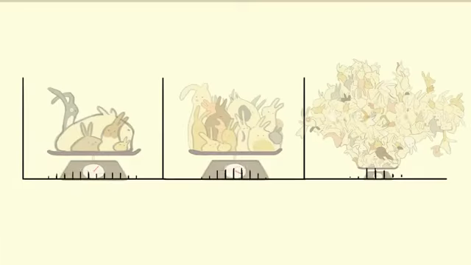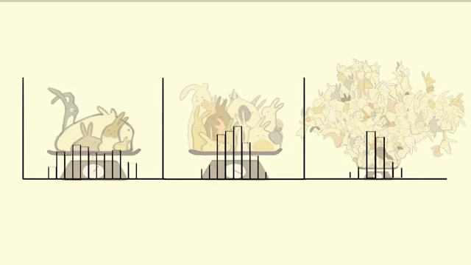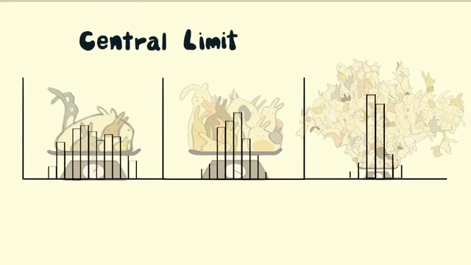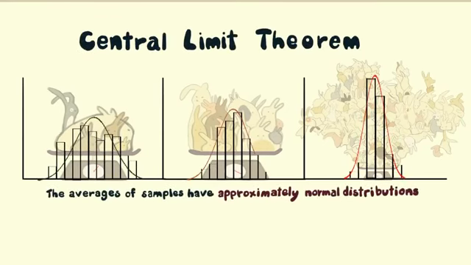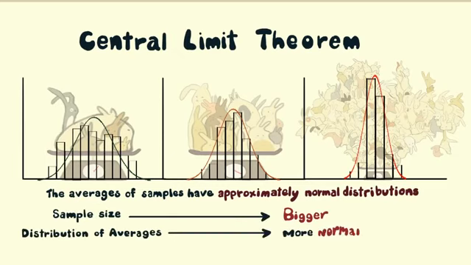What our brave ecologist has just demonstrated is the central limit theorem. The averages of samples have approximately normal distributions. If the sample size increases, this distribution of averages becomes more normal and narrower.